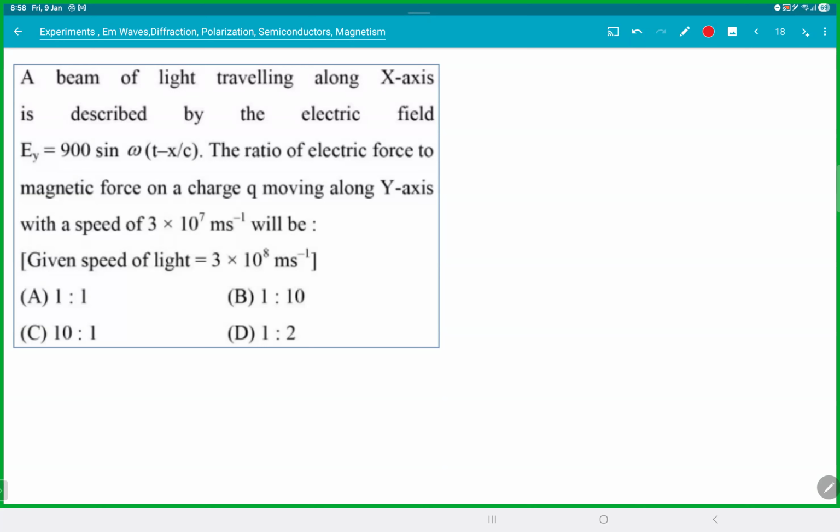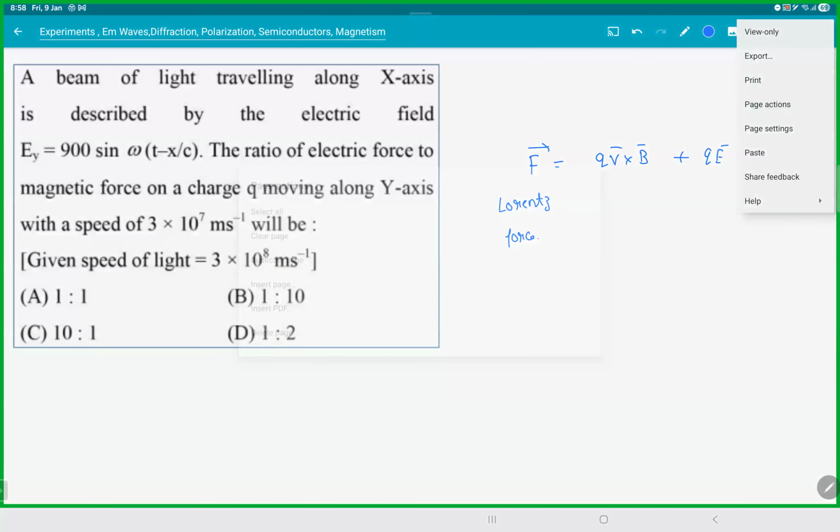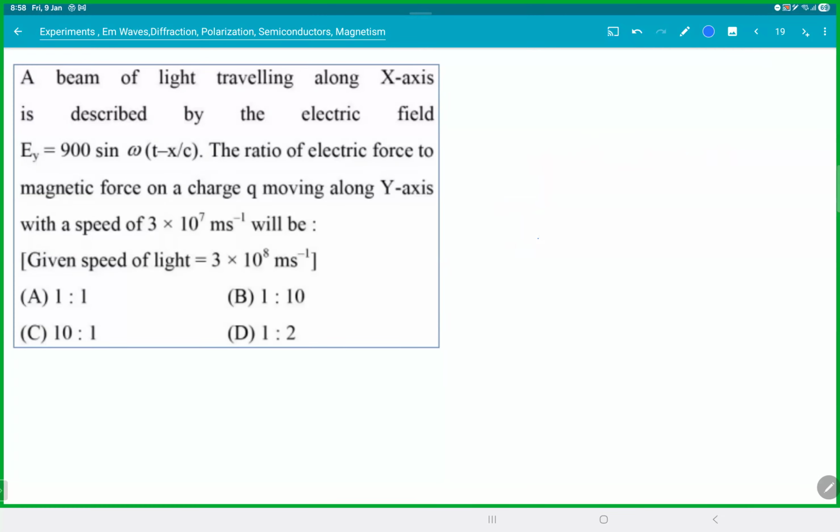So how do you handle this? A beam of light is traveling, the ratio of electric force to the magnetic force. I hope you remember the Lorentz force, which is QV cross B plus QE. This is your Lorentz force. So indirectly, what they're asking, he gave the E. So E by B is equal to C. From there you get the value of B, which is E by C.